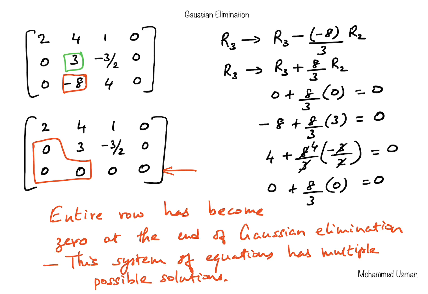that it gives you a determinant value equal to 0, but just by looking at the determinant value you cannot conclusively say that the system has no solution or multiple solutions. Now that information can be obtained by applying Gaussian elimination and getting the matrix into the row echelon form. And in the row echelon form, if you notice that an entire row has become zeros, then it means that the system of equations has multiple possible solutions.